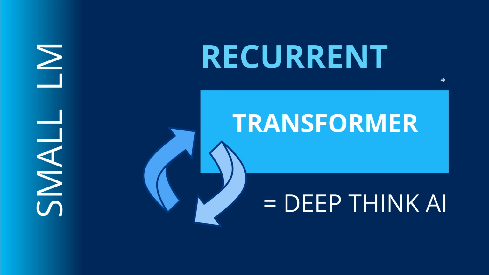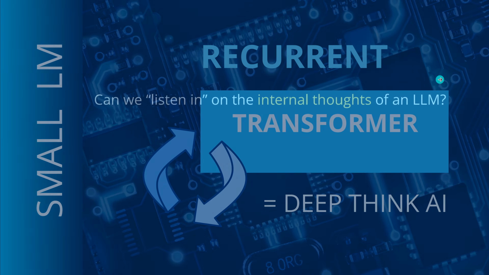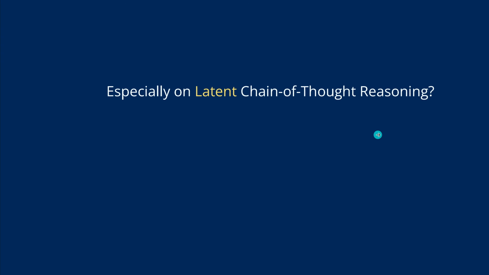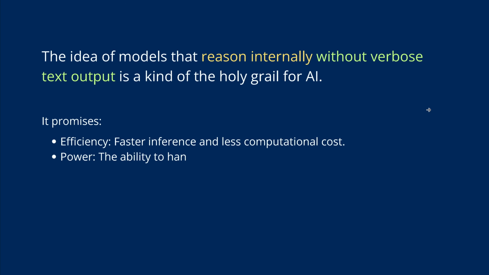Yeah, today we talk about a brand new research about small language models, and we will explore here a recurrent transformer architecture for some deep-seeking AI. So let's start. We can listen in now on the internal thoughts of an LLM. Wouldn't that be great? I mean, even more specifically, we can listen in on the latent chain-of-thought reasoning of an LLM, and that we can listen, understand, and optimize here. This would be the holy grail, no?